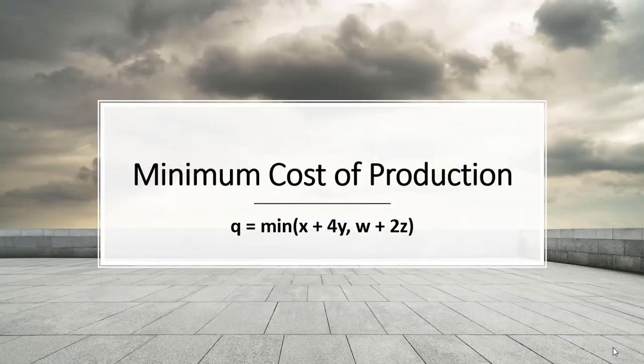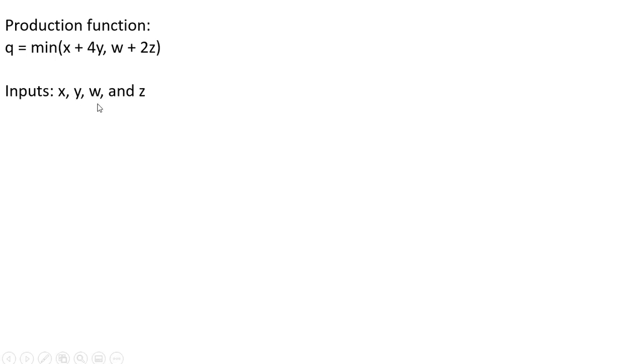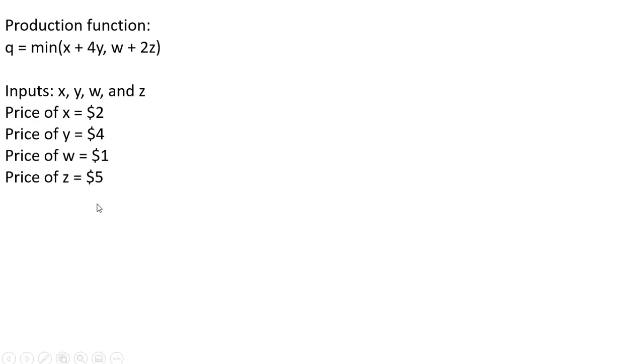Hello, in this video we're going to look at minimizing cost of production for a given level of output given the following production function. Here's our production function. It is a function of four inputs, x, y, w, and z. And here are the input prices. And our question, what is the minimum cost of producing 10 units of output?